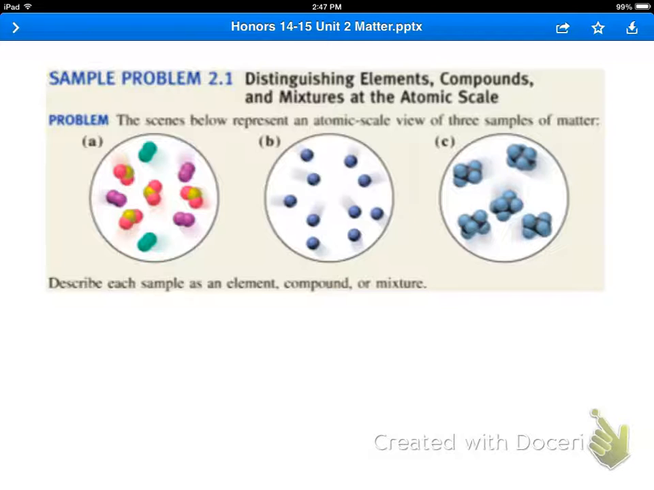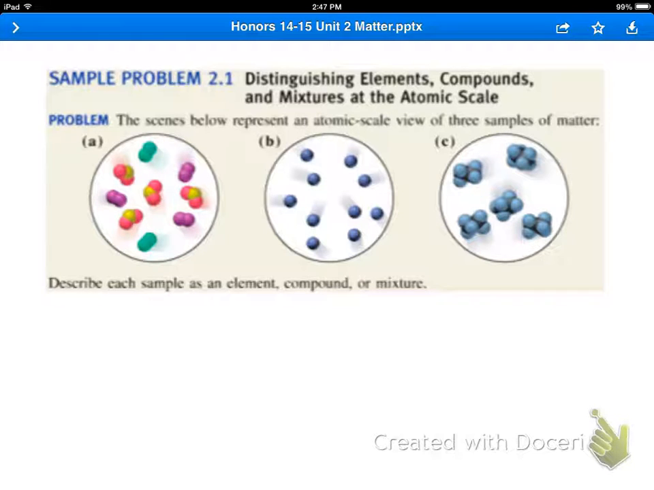Alright, so here we're going to take a look at three different samples and try to identify which one is which, right? So we want to identify whether we have an element, a compound, or a mixture. Okay, so let's take a look at A. So A, first of all, I want you to try to see if you can do this on your own. Go ahead and hit the pause button and see what you think.